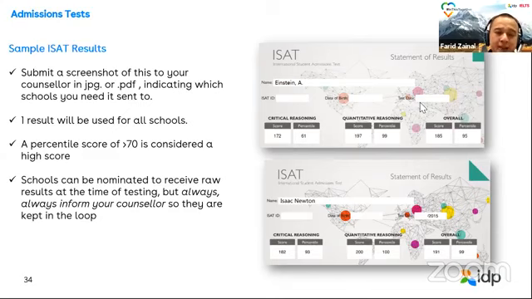As a gauge, a percentile score of more than 70% will be considered a high score. But as mentioned, as entry is on a competitive basis, do try to attain as high a score as possible. At the point of registering, you can nominate the universities that you applied to receive your ISET score results. But also keep your counselor in the loop so that they are aware of how the ISET results can be made known to the universities that you have applied to.